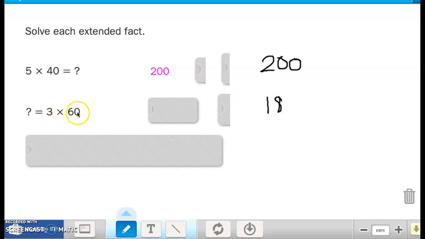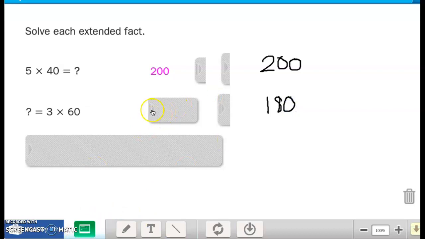All we have to do though, this is not the answer. This is the answer for 3 times 6. But this is 3 times 60. There's a 0. So all we're going to do is we're going to add a 0 to our answer. And there we go. Now, there's our answer. That's how you do extended facts.